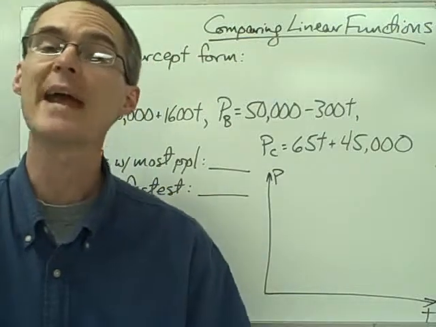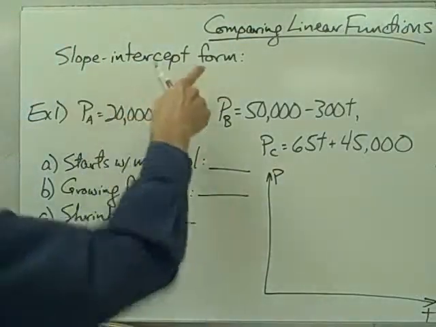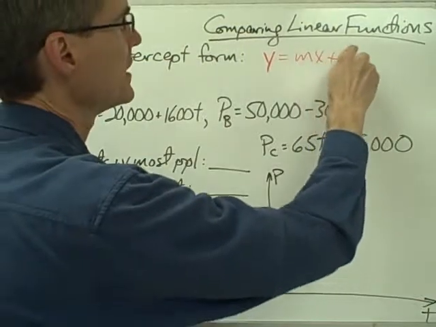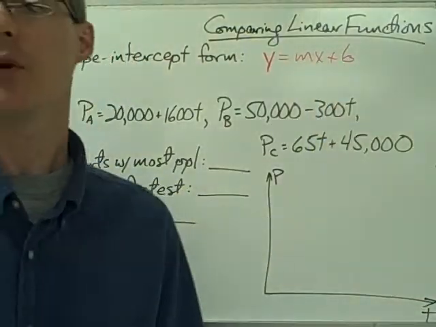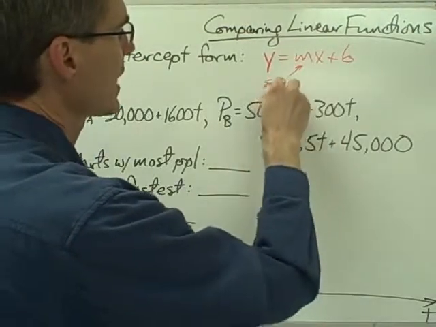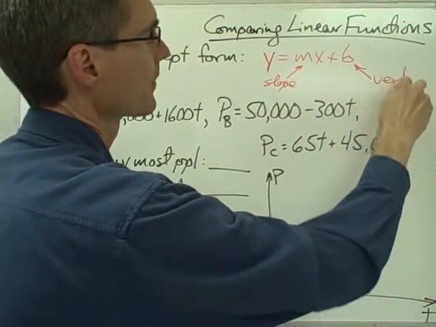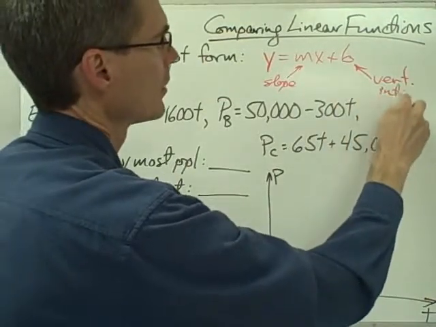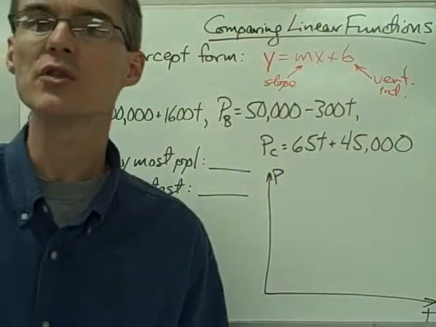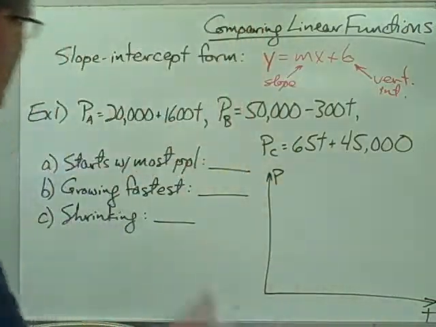Okay, this video is on comparing linear functions, and the first thing that we want to note is that the slope-intercept form of the equation of a line, y equals mx plus b, is often the most useful form when comparing linear functions, because our parameters, that is our slope and our vertical intercept, are immediately visible in the form of the equation, and that just makes it much easier to compare different types of linear functions. So let's take a look at what this might look like.